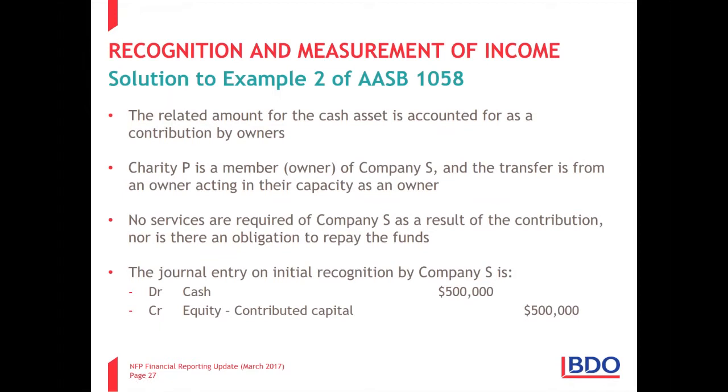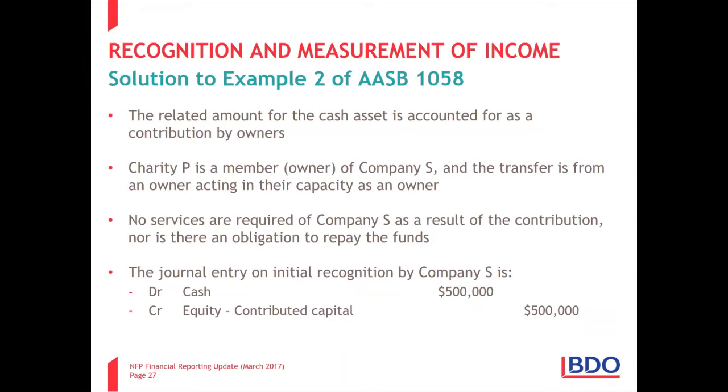Their member contribution that's required is only $10. We've done an analysis and we are happy that Charity B controls the voting rights in Company S. So in that situation, the related amount of the cash asset that we've received is actually a contribution by the owner.